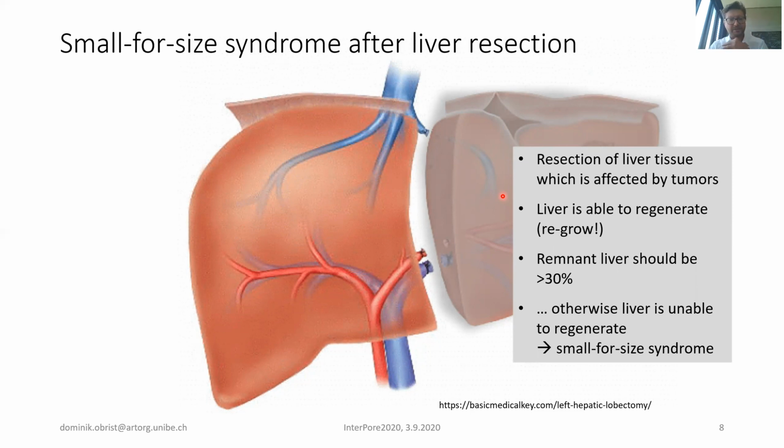Of course, there's a limitation to this resection, and the remaining piece of liver should be, let's say, roughly at least 30%. If you go less than that, you run into a problem. The liver stops regenerating, and we talk of the small for size syndrome.